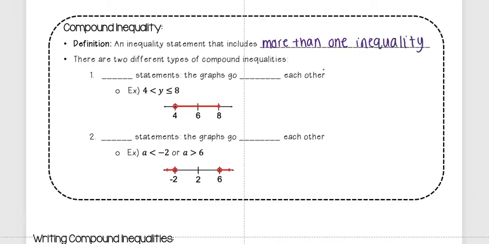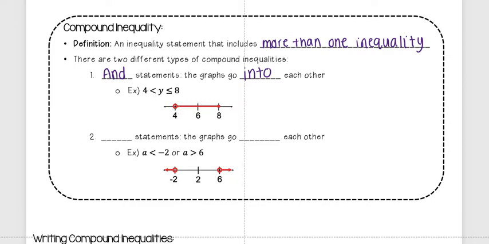And there are two different types of compound inequalities that we can have. The first one is AND statements, and these graphs go into each other. For an example, how I would read this first one is that 4 is less than y, which is less than or equal to 8. And here is a graph of that compound inequality.